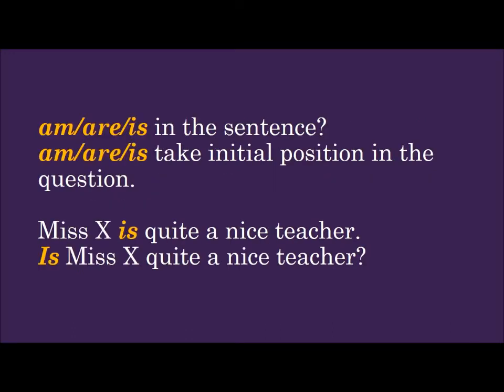How do you make questions of sentences with am, are, or is? Well, it's quite simple, and you will remember it. Am, are, is move to the front of the sentence. They take initial position in the question. An example: Miss X is quite a nice teacher. That's an affirmative sentence that I have to turn into a question. Move is to initial position. What you get is: Is Miss X quite a nice teacher? And that is the correct English question here.